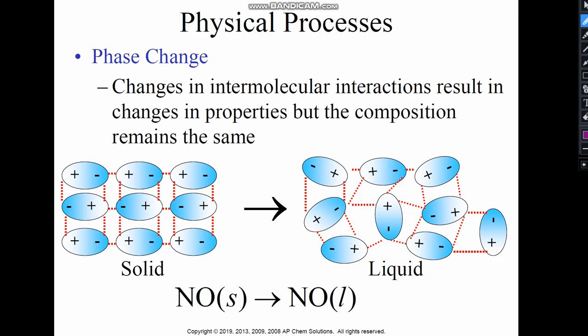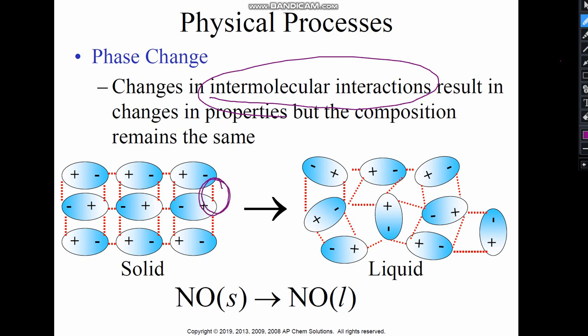The very first thing I want to show you is physical processes. What is very interesting about physical processes is it's just a change in intermolecular interaction. We've seen in the past, probably in some of your lower level classes, that a physical process is a phase change. What's really interesting about physical processes is that there's a change in the intermolecular forces.